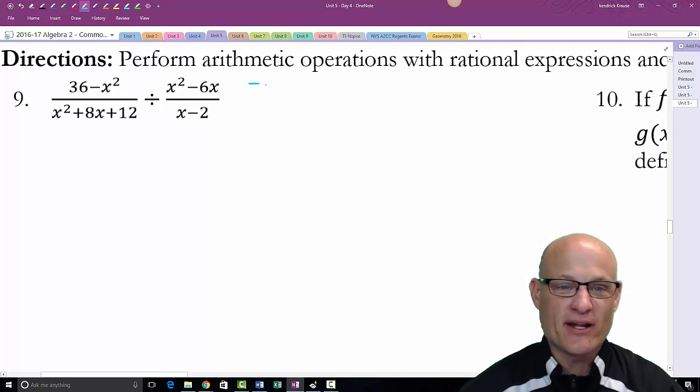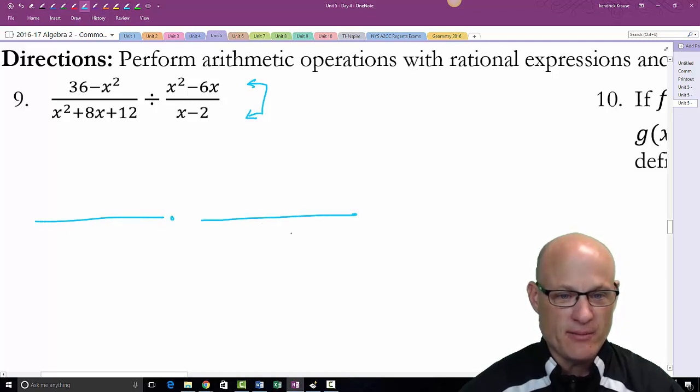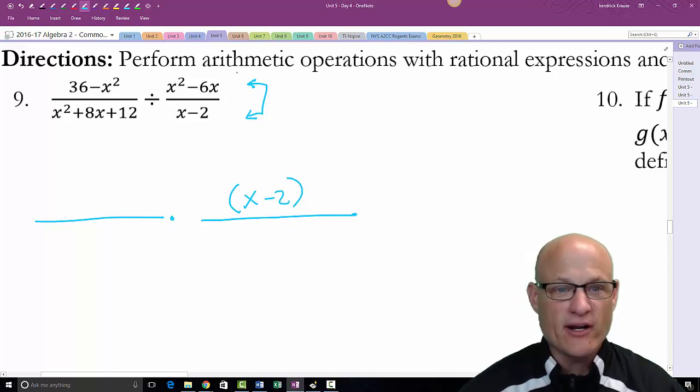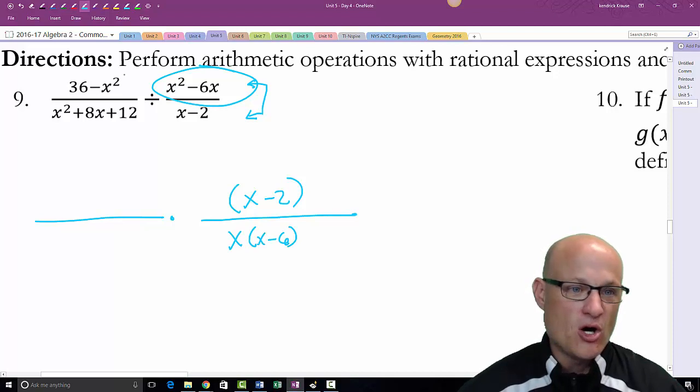Do you remember that this is the one that's going to get flipped? Because it's divided by, that's the one that's being divided. So because I'm going to flip that one and I don't want to make a mistake, I'm going to do it right now. X minus 2. And x minus 2 is the easiest thing there. The numerator has a GCF of x. So I'm going to take an x out. X minus 6.